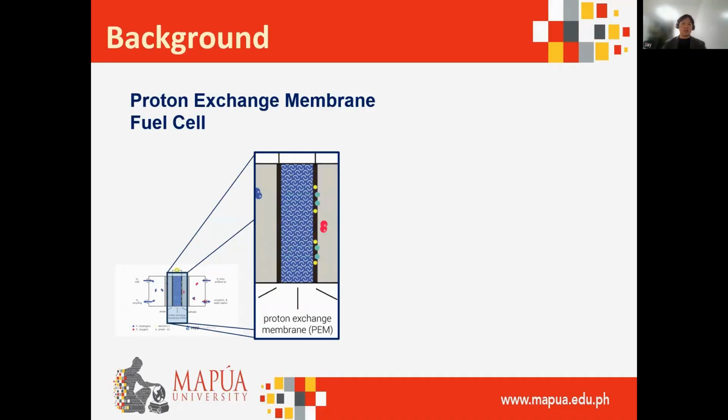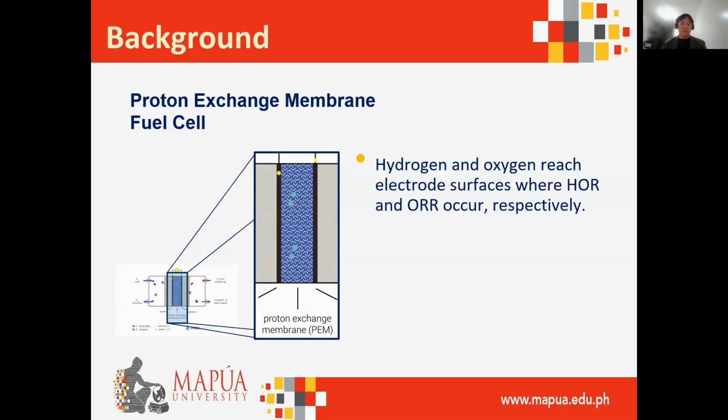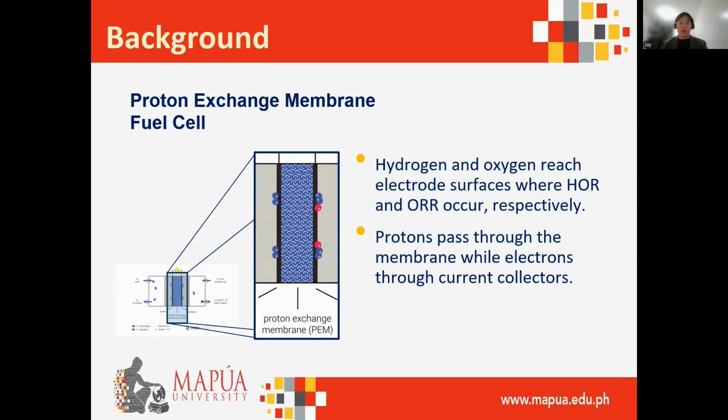But before that, I just want to share about what's happening inside a fuel cell, a proton exchange membrane fuel cell. On a high level, hydrogen and oxygen reach electrode surfaces where HOR or hydrogen oxidation reaction and ORR or oxygen reduction reaction occur respectively, where protons pass through the membrane while electrons go through the current collectors, and water is generated at the cathode side. So this is what happens inside a normally functioning proton exchange membrane fuel cell.